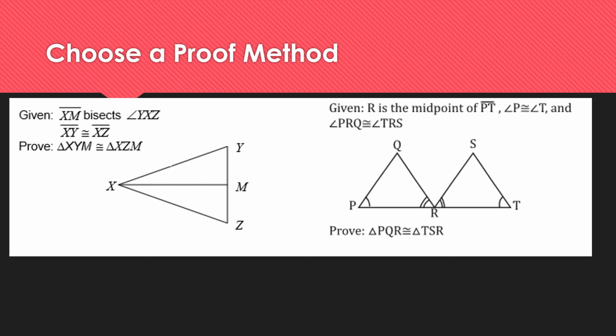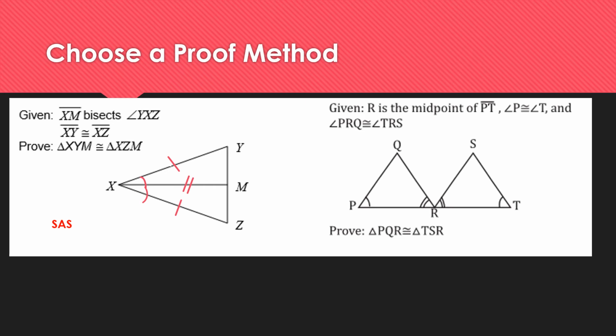We're told that XM bisects angle YXZ. So again, we're going to have two equal angles in that case. I found the vertex of angle YXZ, and that's where I knew to mark the angles congruent. I'm then told that XY is congruent to XZ. I only have two pieces of information, so I look for a shared side, which is the reflexive property, or vertical angles. I see a shared side at XM. So again, if it's helpful, cover up one of the triangles and just focus on the top one. I have two sides and an angle. The angle is in between the two sides, so this would be side-angle-side.